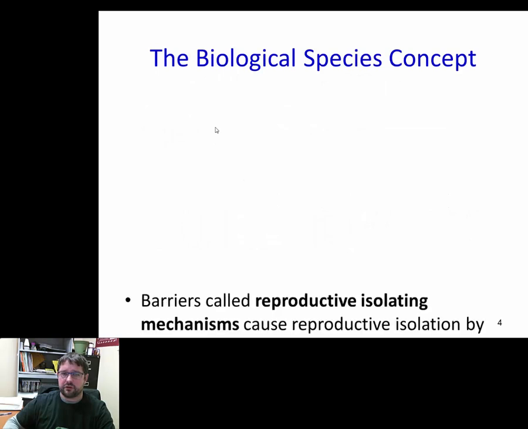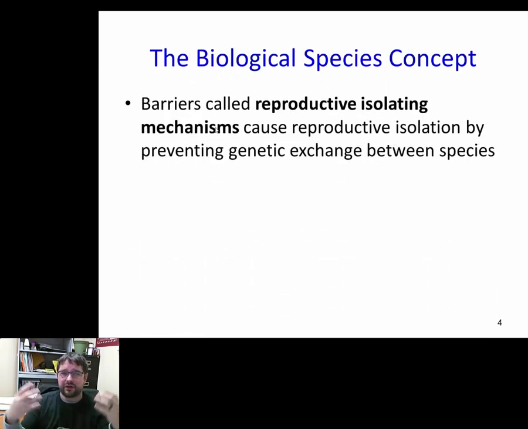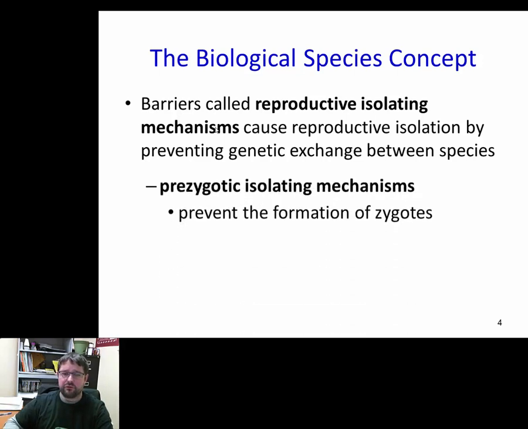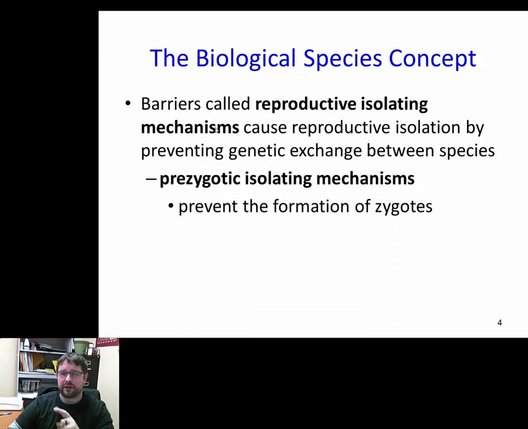So how do things get isolated reproductively? Well, there's quite a few different ways. There's two main categories. You can have prezygotic isolating mechanisms. So this is before the zygote forms. Before the sperm and egg come together and produce a zygote, some kind of mechanism prevents the sperm and egg from coming together. Okay? That's a prezygotic isolating mechanism.